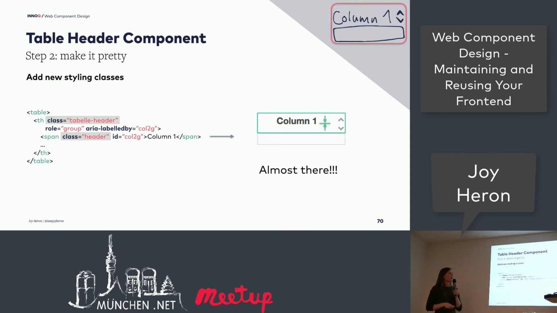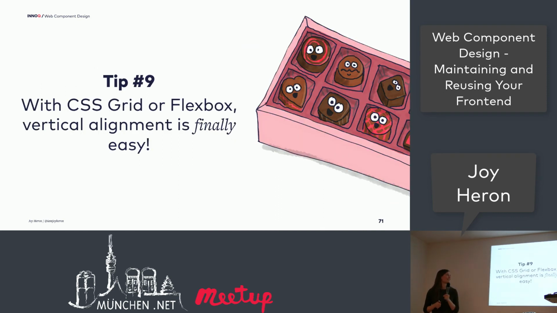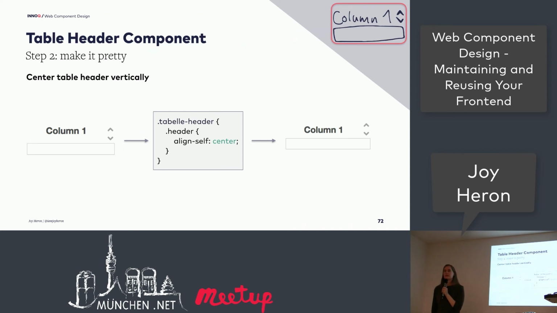One thing is that I want to vertically center my text within my header component. And with the last text, the one tip is that with CSS Grid or Flexbox, vertical alignment is finally easy. Historically, it wasn't so easy, but now we can just say align-self center on our header component within our table header, and then it will align itself vertically inside of its box.